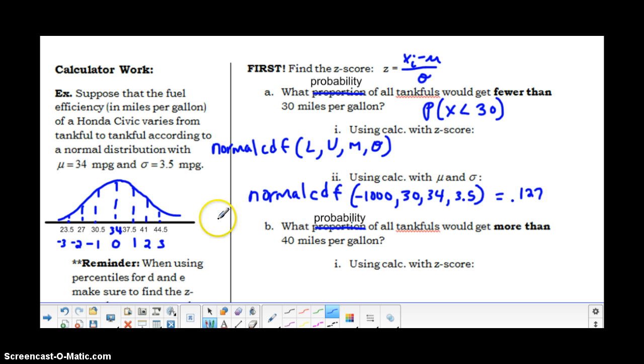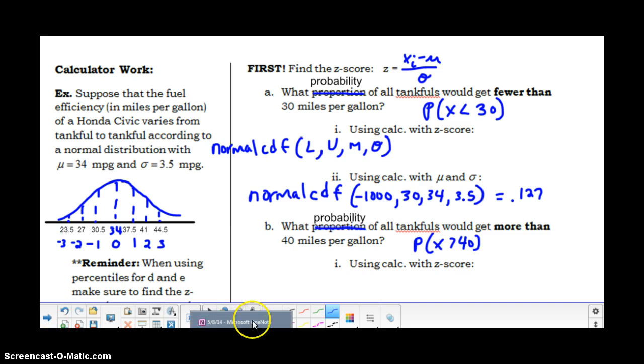And let's make sure that makes sense to us. So this data, that does make sense, that would be a small percentage of the data, so 12.7%, but in this case it wanted probability, so we leave it as 0.127 of the data.